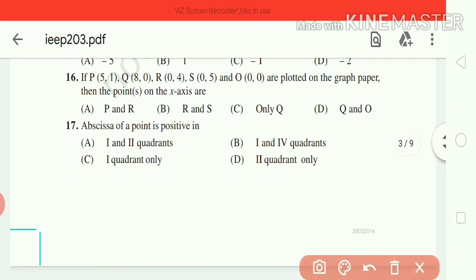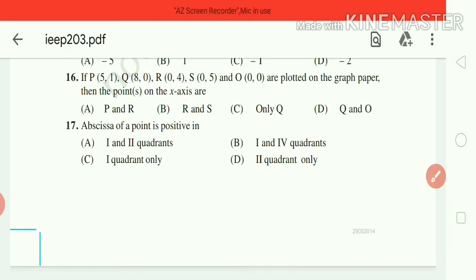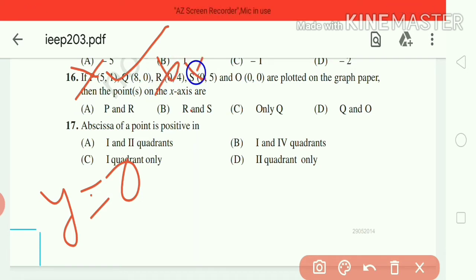Now come to question number 16. If P, Q, R, S and O are plotted on the graph, which point lies on the x-axis? The point that lies on the x-axis must have ordinate 0. Ordinate means the value of y must be 0. So let us check. This will not lie on the x-axis. This Q will lie on the x-axis. R lies on the y-axis. S lies on the y-axis, and this is the origin. So only Q lies on the x-axis, right?